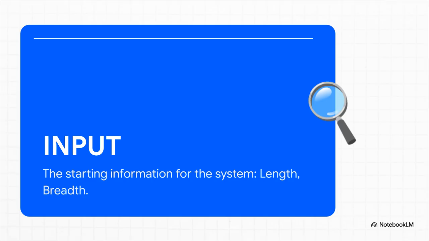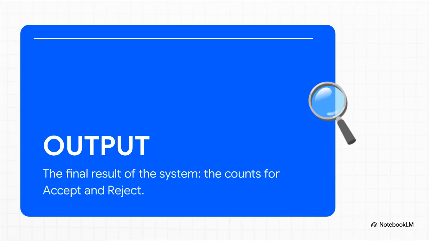Okay, but what is this whole system even looking at? Well, that's the input. For our puzzle here, the raw material is just two simple measurements, the length and breadth of an object. This is where it all begins. And you know, if input is where we start, then output is the grand finale. It's the whole point. After all the dust settles, the system just tells us the final scores for accept and reject. That's it. That's our goal.